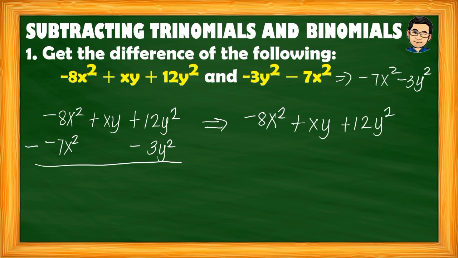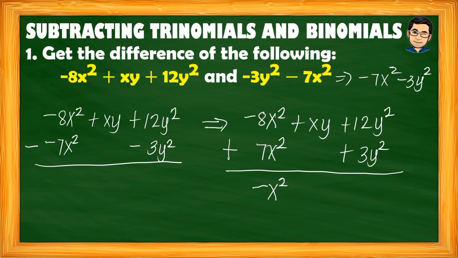And then, we change the sign of the subtrahend. And then, proceed to addition. So, minus will become plus. And then, negative 7x squared will become positive 7x squared. And then, minus 3y squared will become positive 3y squared. We can now add. So, negative 8x squared plus 7x squared, that is negative x squared. So, we don't need to write negative 1x squared. So, negative x squared lang po. Understood, the numerical coefficient is 1.